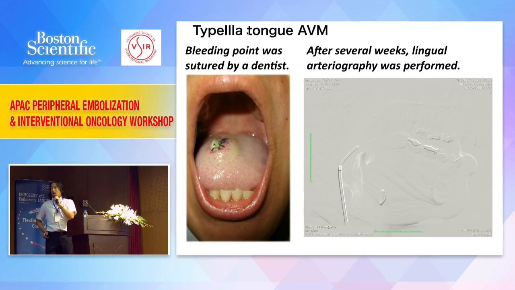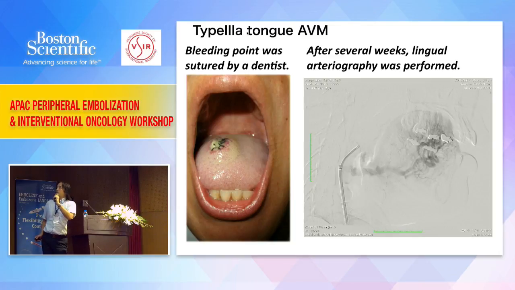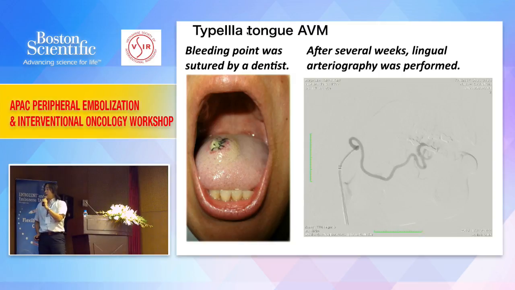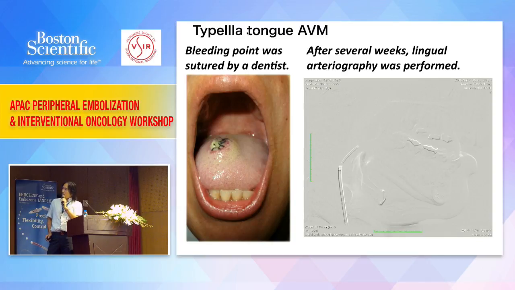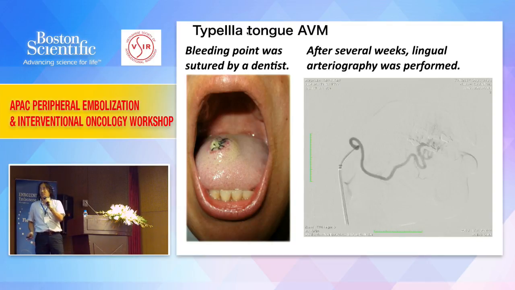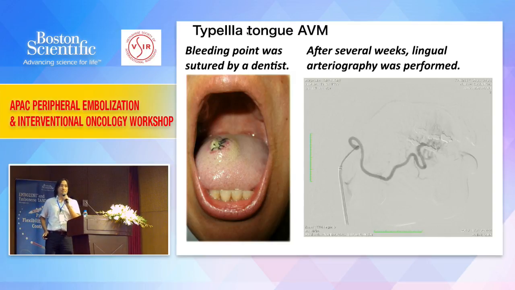And after a few weeks, we performed angiography. And the angiography was performed, and you can see the type 3A AVM. Fine arteries shunting to fine veins, many veins. But it's very difficult to treat because it's a tongue. So we don't want to use alcohol.